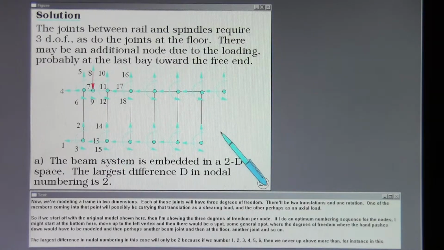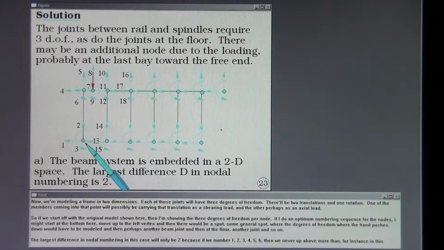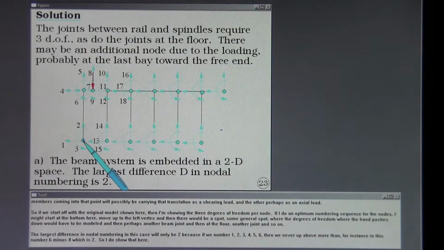So if we start off with the original model shown here, then I'm showing the 3 degrees of freedom per node. If I do an optimum numbering sequence for the nodes, I might start at the bottom here, move up to the left vertex, and then there would be a spot, some general spot, where the degrees of freedom where the hand pushes down would have to be modeled, and then perhaps another beam joint, and then at the floor another joint, and so on.